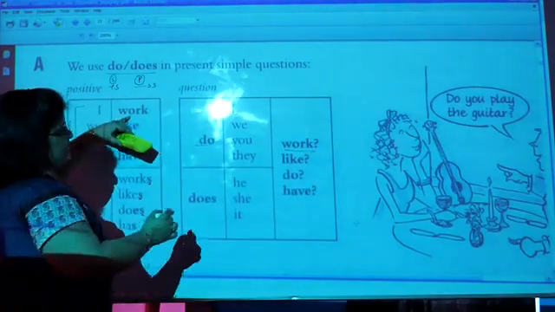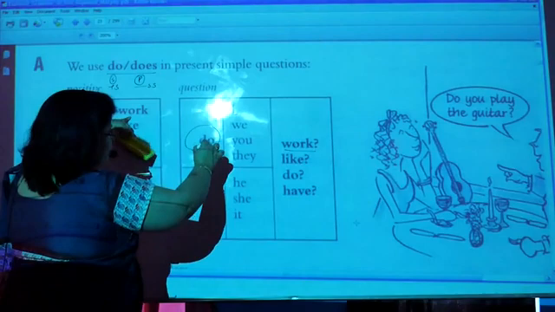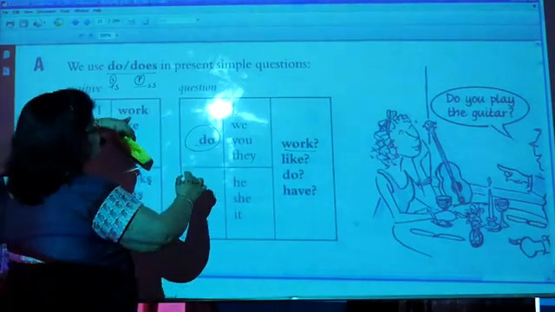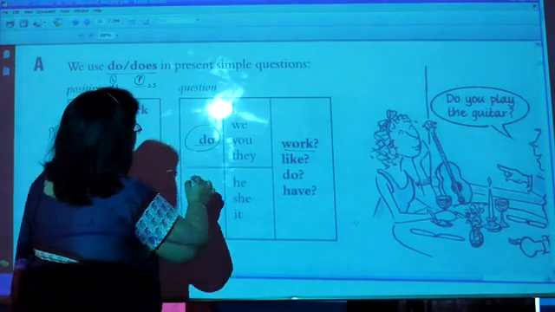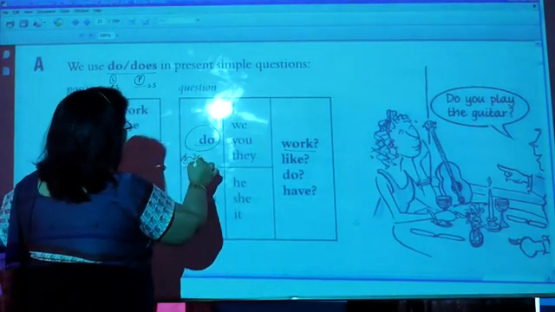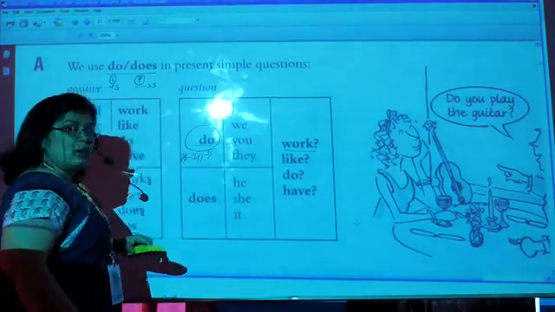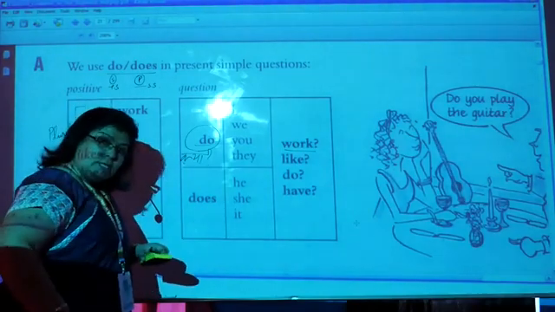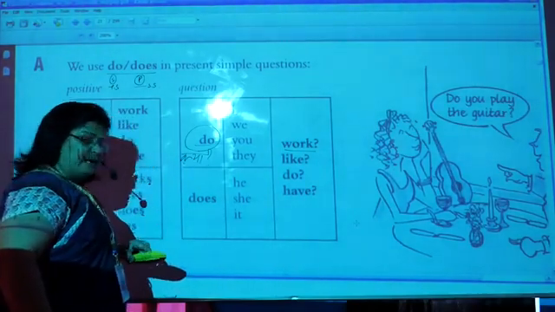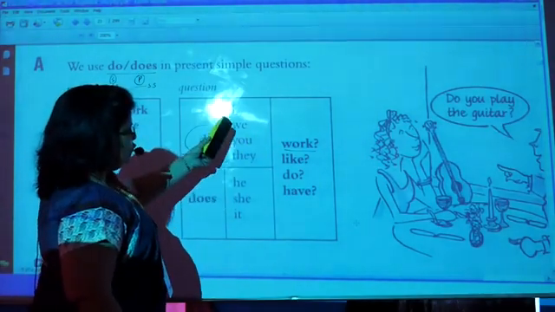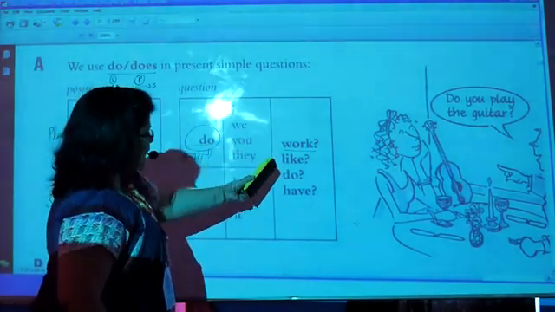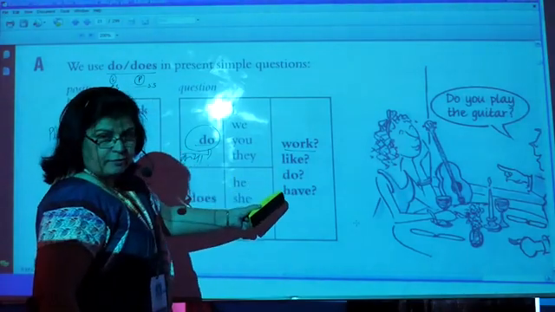I work के आगे मैंने क्या लगा दिया? Do. And this do will work as क्या? Do I work? क्या मैं काम करती हूँ? Right? So, do I work? Do we work? Do you like? Do they have? Got it?